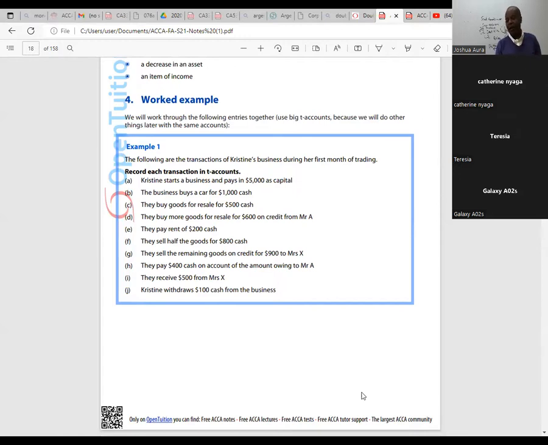Thank you so much. Now, ladies and gentlemen, we shall go straight away to the next one. This is so interesting. B: they buy more goods for resale for 600. If it's goods for resale, I'm so sure that I'm going to debit purchases. But this time around, they never bought these goods for cash. They bought them from Mr. A. So I'm going to debit purchases, and then I credit to who?